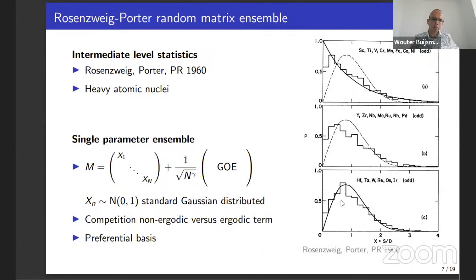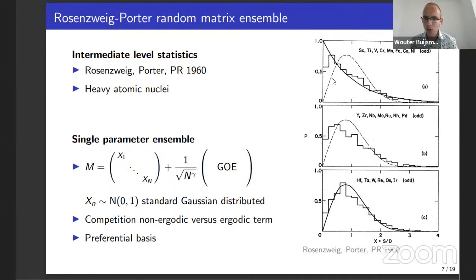Now the Rosenzweig-Porter random matrix ensemble. Up to now, I essentially talked only about systems which are either fully ergodic or fully non-ergodic. So they either had Wigner-Dyson level statistics, the level statistics of the Gaussian orthogonal ensemble, or the Brownian distribution. It was observed by Rosenzweig and Porter that in practice, many realistic quantum systems, such as heavy atomic nuclei, show some sort of intermediate level statistics, which are neither Brownian nor Wigner-Dyson.